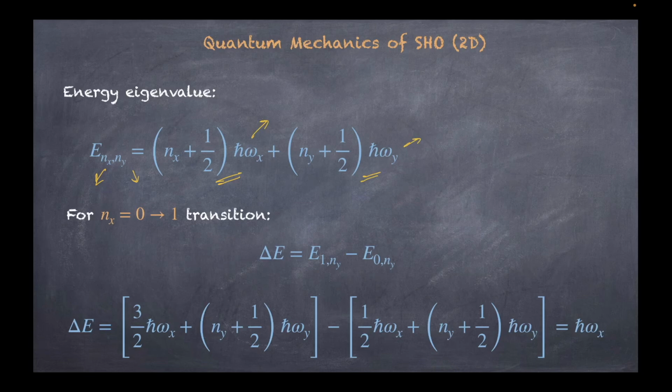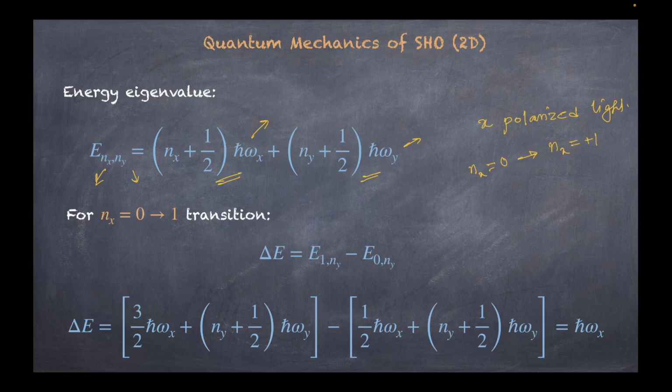Now in this question we are using X polarized light. That means it will only excite the states of the harmonic oscillator along the X direction. The Y direction will not be disturbed. Now for the ground state, in the question it is asked from the ground state to the next allowed state. So ground state means nx equal to 0, and next allowed state means delta n has to be plus minus 1. So the next allowed state for this case will be nx equal to plus 1.